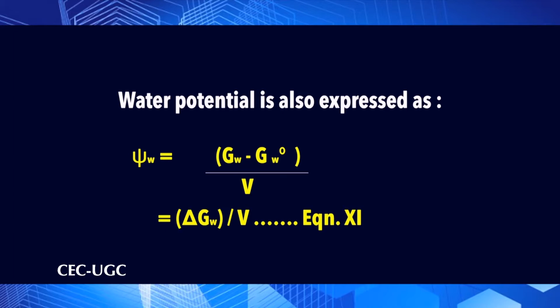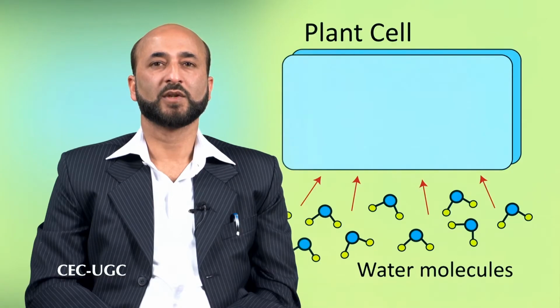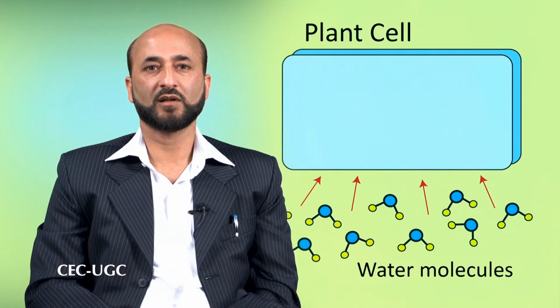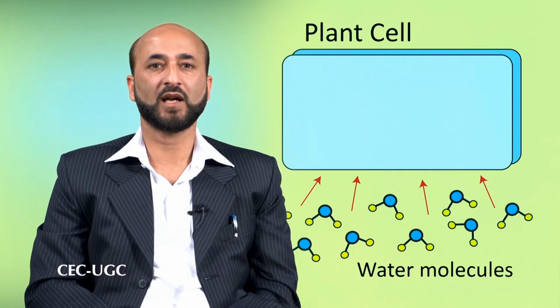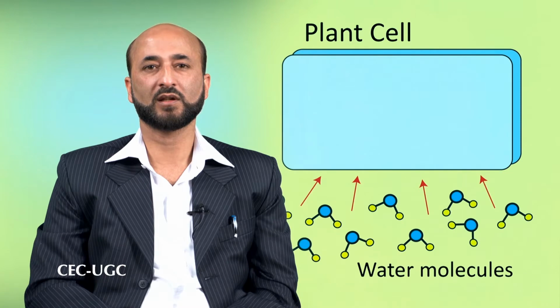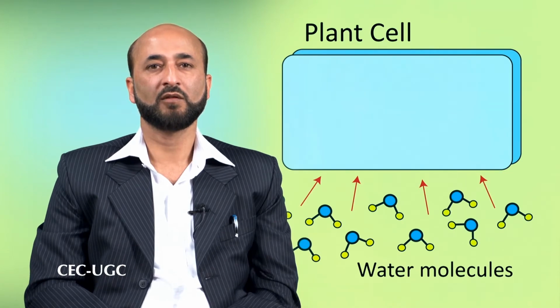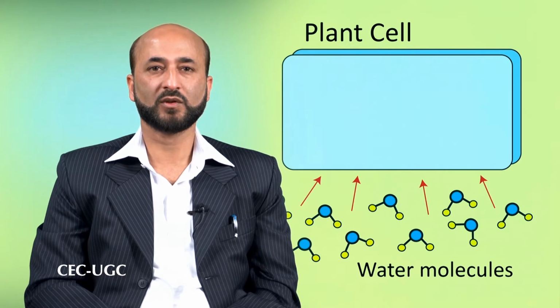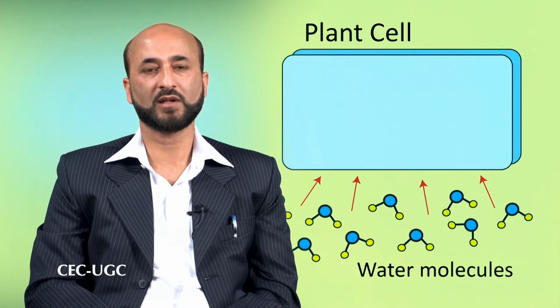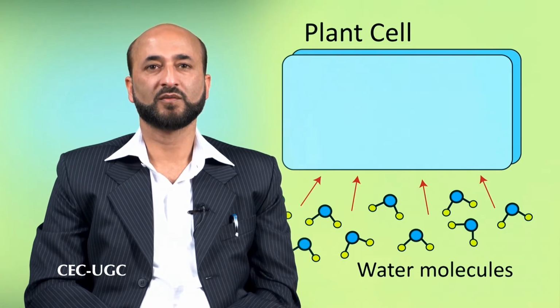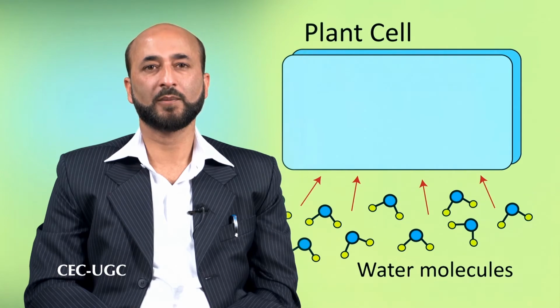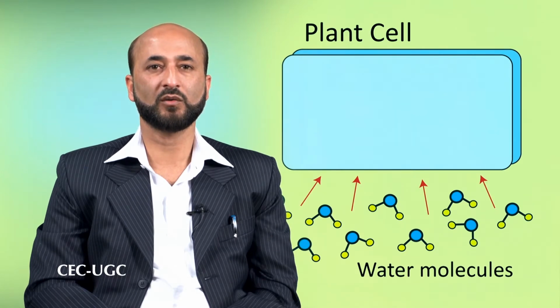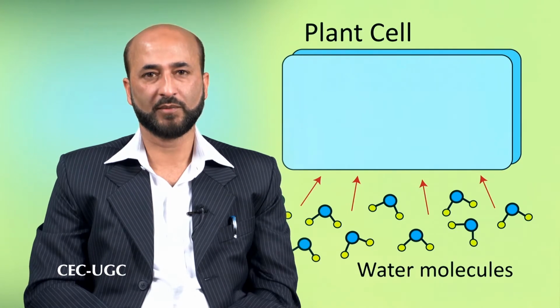So, as per this equation, water potential is also defined thermodynamically as the amount of work that becomes available when a mole of water in the system is transferred isothermally and reversibly from pure water to a point in the system. This work is equivalent to the difference in free energy per unit volume of water in the system and pure water at the same temperature.